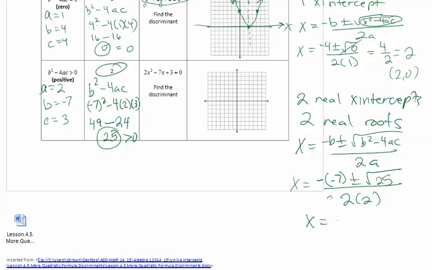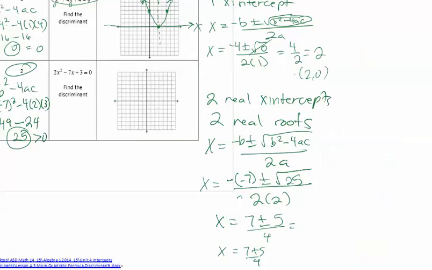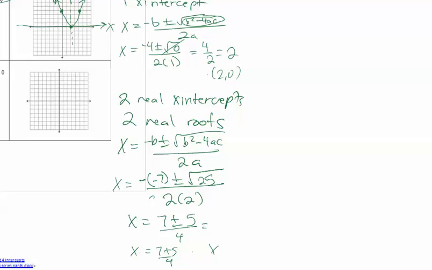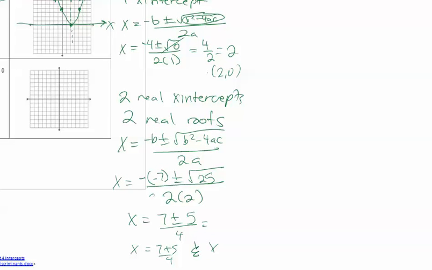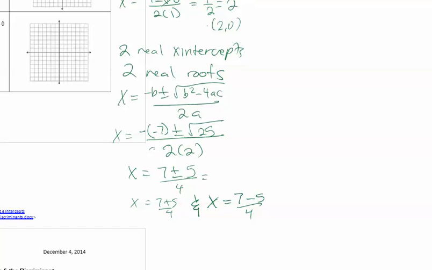So x is equal to 7 plus or minus, well, let's take the square root of 25. That is 5 over 4. And let's simplify that in this case. So I get x is equal to 7 plus 5 divided by 4. And here's my little ampersand, excuse me. And x is equal to 7 minus 5 divided by 4. So let's see what those are.